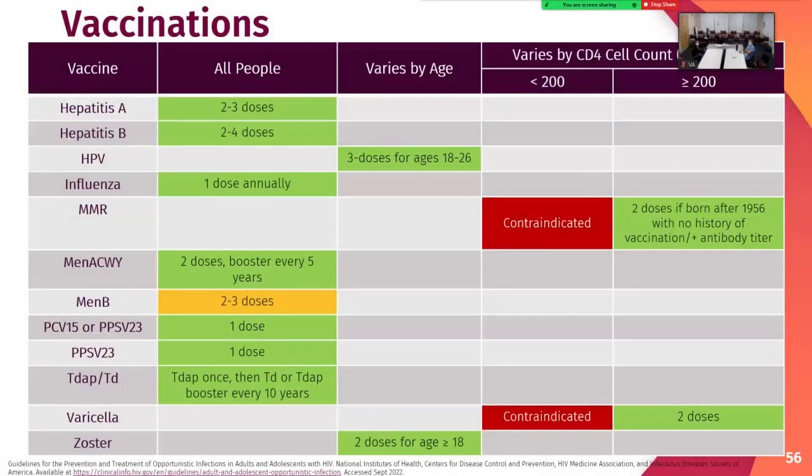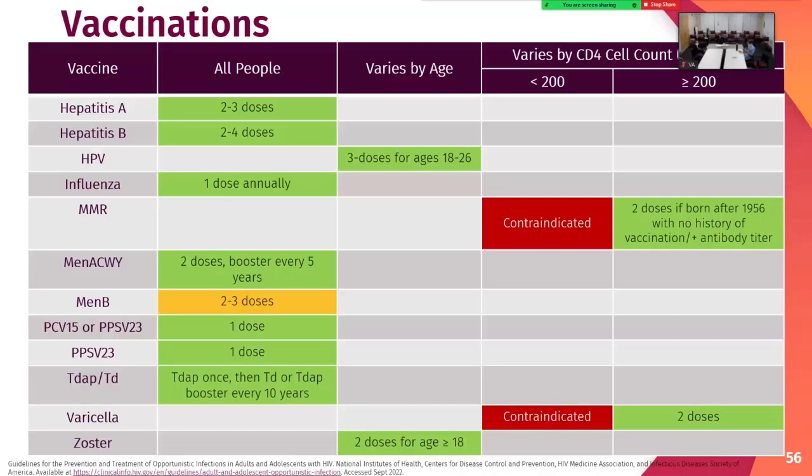Moving into how we can prevent some opportunistic infections, so through vaccinations. So the CDC website has a great resource for this, and then also hivinfo.nih.gov also has a good resource for determining if patients can get vaccinations or not. We're really going to be mostly concerned for giving our live vaccinations, so our MMR and our varicella in patients that are immunosuppressed, so they have a CD4 count less than 200. Those two vaccinations are going to be contraindicated in that patient population.